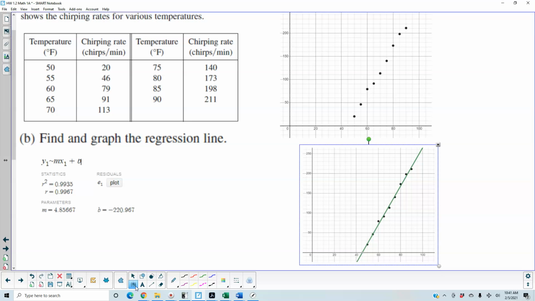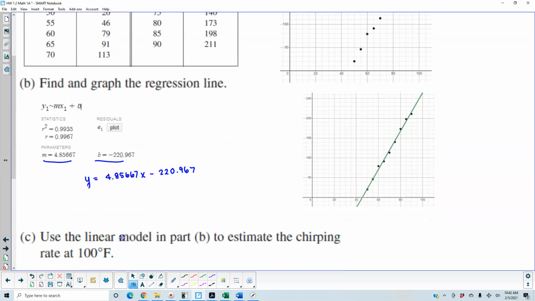And so let's write out our regression line. So y is going to equal 4.85667, since this is our slope. And then the y-intercept is minus 220.967. So there is our regression line.